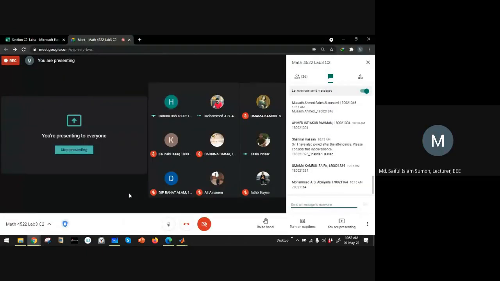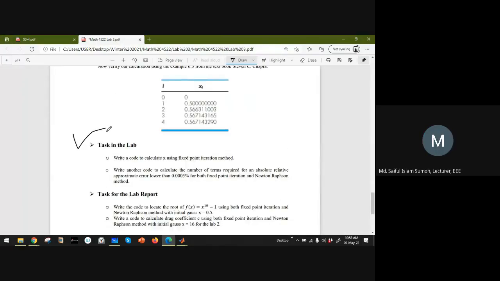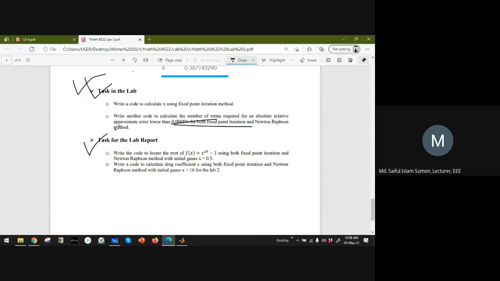So how are you going to submit? Are we going to screenshot the graphs, then make it a PDF and submit all? For your assignment, the lab report, you can see there are two tasks. As you are supposed to do it in the lab, you will try to do it at home. The problem that I was telling, that problem is there. Then after that, there is the lab report.